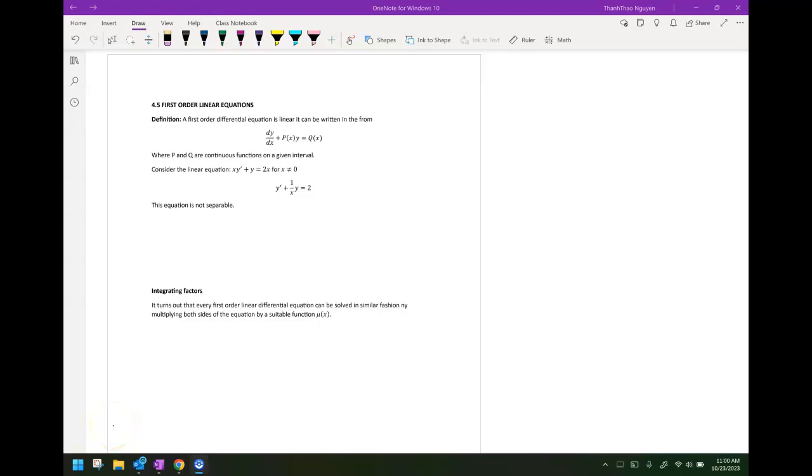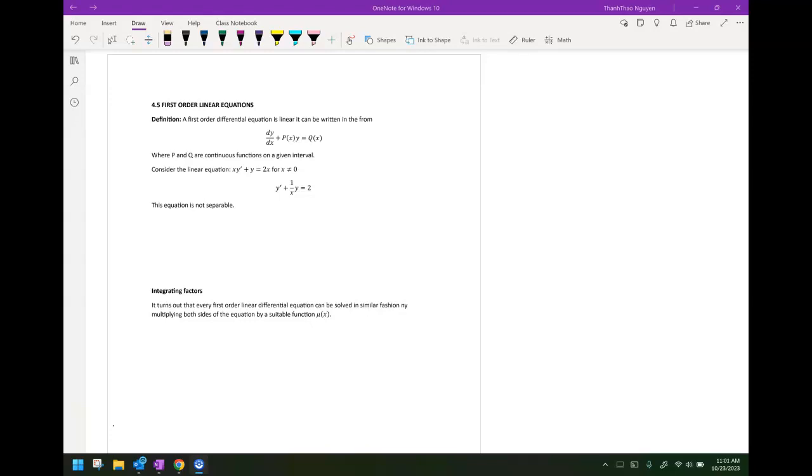A first-order differential equation is linear if it can be written in the form dy/dx + p(x)y = q(x), where p and q are continuous functions on a given interval. Consider the linear equation x y' + y = 2x for x not 0. We can put it in standard form: y' + (1/x)y = 2.